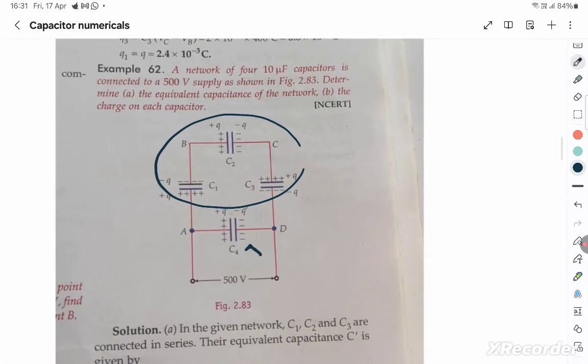You know that this is 500 volts, and you immediately know the capacitance is 10 microfarad, and you can find Q is equal to C into V, which is 10 into 10 to the power minus 6 into 500 volts, which will directly give me 5000 microcoulomb to be the charge that's going to flow through here.